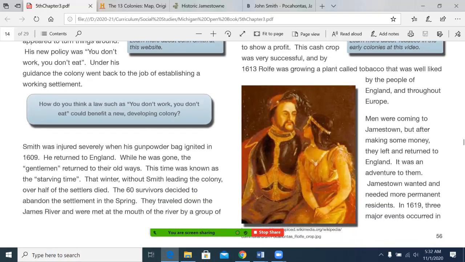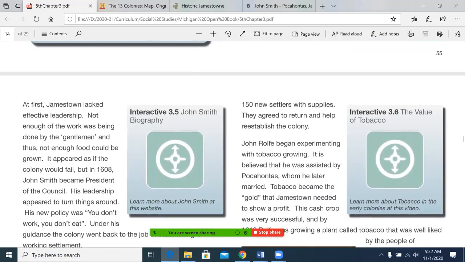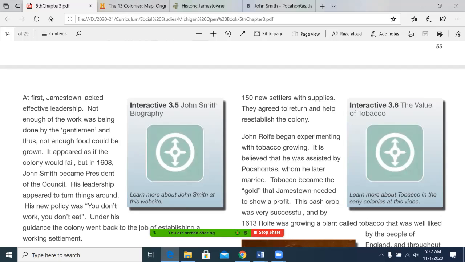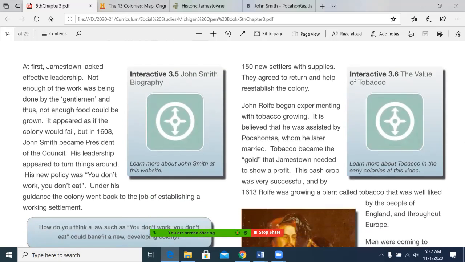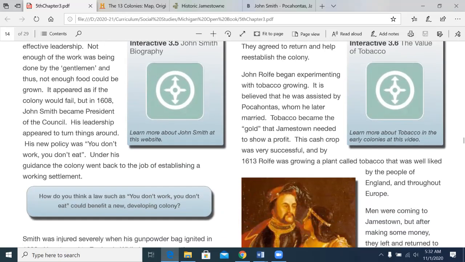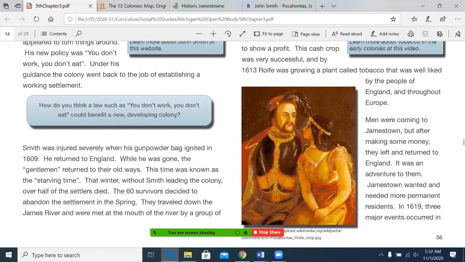The 60 survivors decided to abandon the settlement in the spring. They traveled down the James River and were met at the mouth of the river by a group of 150 new settlers with supplies. They agreed to return and help reestablish the colony. John Rolfe began experimenting with tobacco growing. It is believed that he was assisted by Pocahontas, whom he later married. Tobacco became the gold that Jamestown needed to show a profit. This cash crop was very successful, and by 1613, Rolfe was growing a plant called tobacco that was well liked by the people of England and throughout Europe.